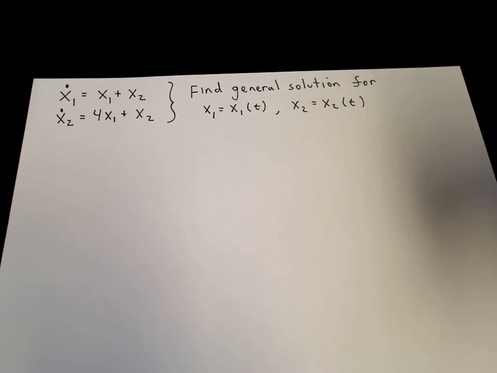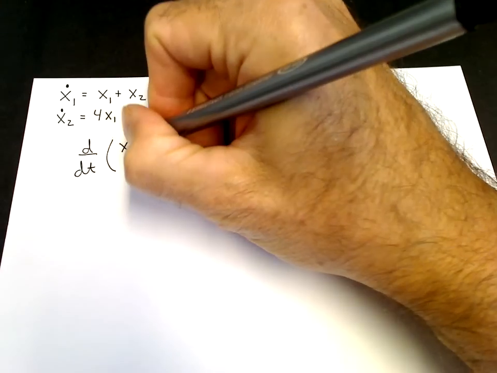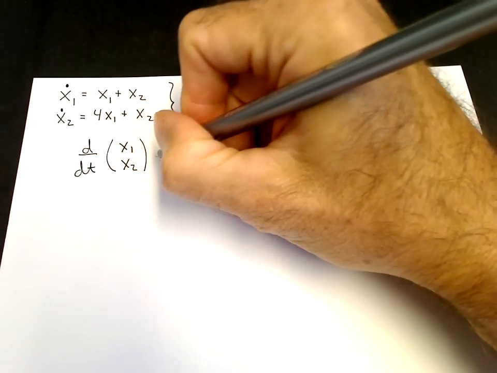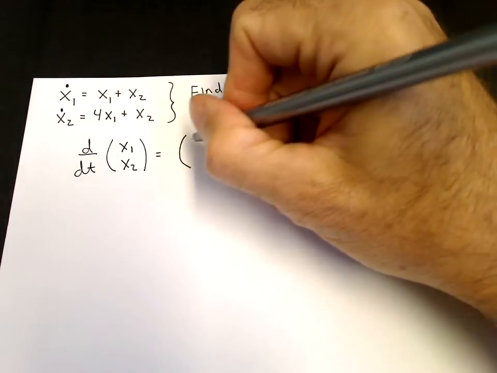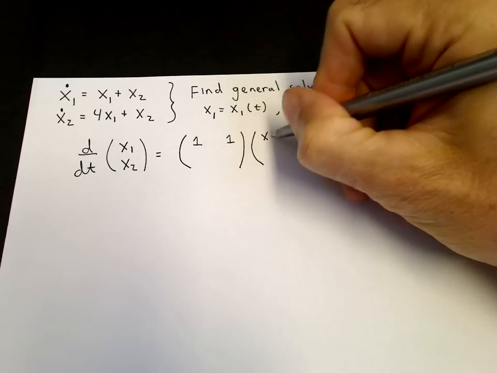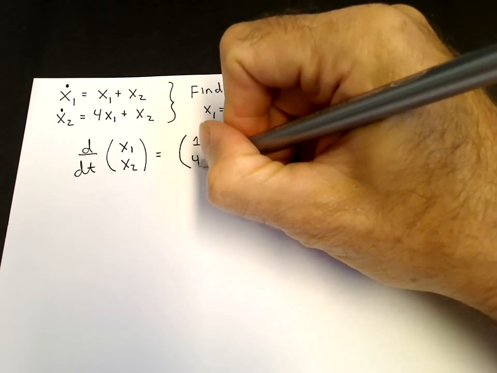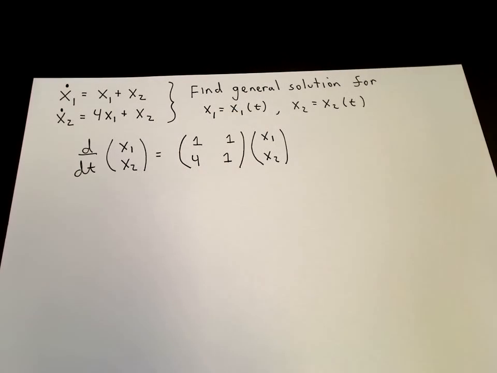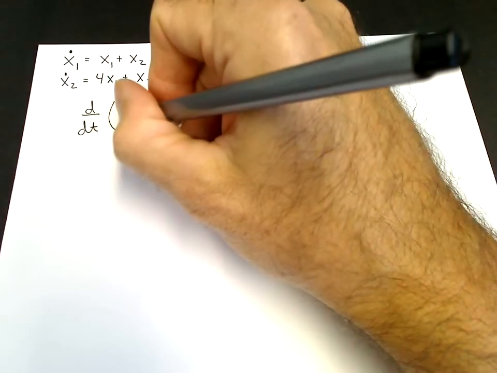Okay, so let's begin by writing this as a matrix equation. We can put x1 and x2 into a vector, so the left-hand side becomes a derivative of a vector. The first equation we can put into the first row of the matrix, x1 plus x2, with a matrix multiplying a column vector x1 and x2. And the second equation we can put into the second row, 4x1 plus x2. Okay? So this is a matrix equation.